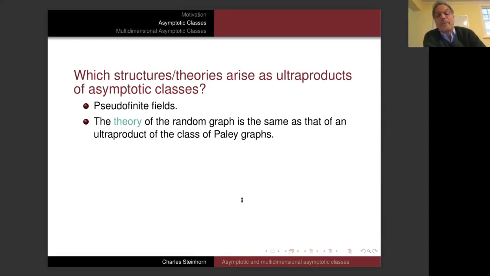Now, an interesting one that comes back to the Paley graphs is the theory of the random graph. For those of you who are not used to thinking about this, if you take a graph on the natural numbers and you flip a fair coin to decide whether you're going to put an edge between two natural numbers m and n, then the almost sure theory of this is what's called the random graph, and it's an ultraproduct of the class of Paley graphs. And that's a test case that Dugald and I wanted to find early on in talking about asymptotic classes.